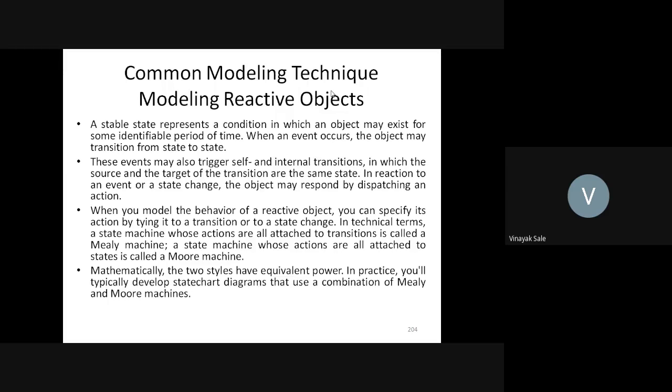all attached to the transitions is called a Mealy machine, and a state machine whose actions are attached to the states is called a Moore machine. Mathematically, the two styles have equivalent power. In practice, you will typically develop state chart diagrams using a combination of Mealy and Moore machines.